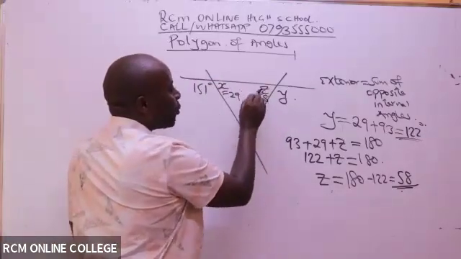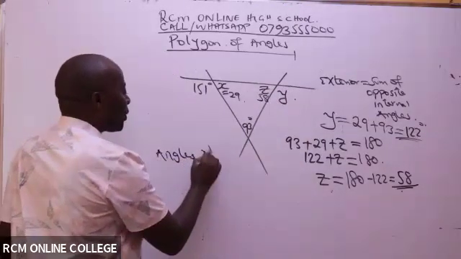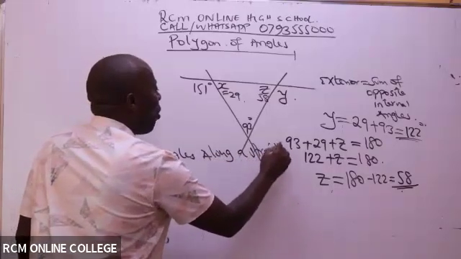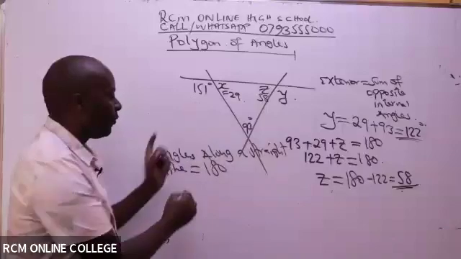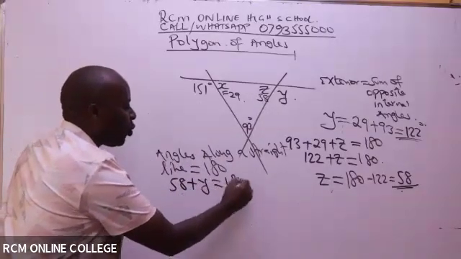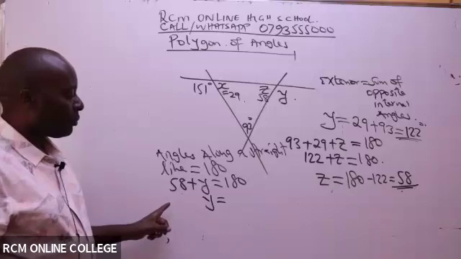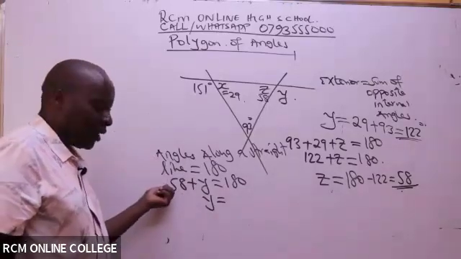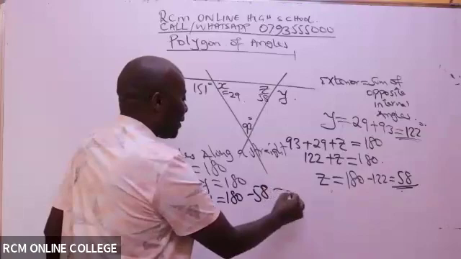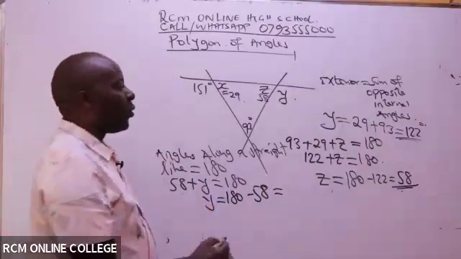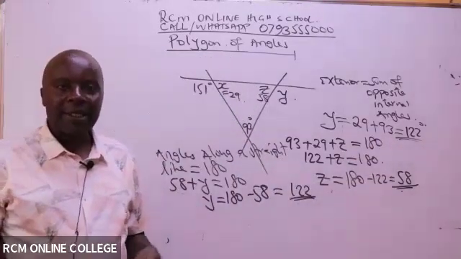So remember that already you have been able to get Z. Z is 58. Angles along a straight line always sum to 180 degrees. So 58 plus y should be equal to 180. If I make y the subject of the formula, this 58 has to cross over. It has an invisible positive. When it crosses over, it becomes negative. So this will be 180 minus 58, which gives us 122, exactly the same as what we got there.